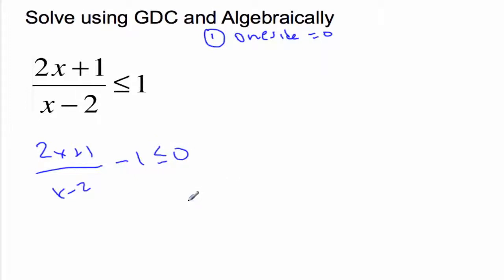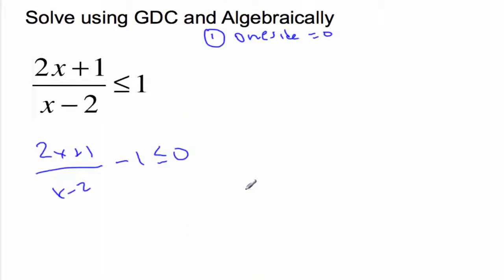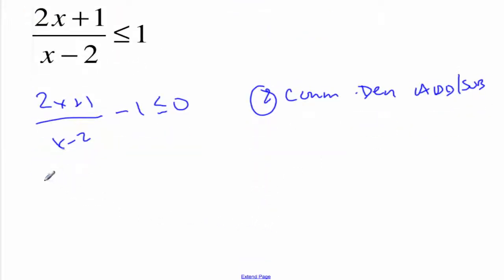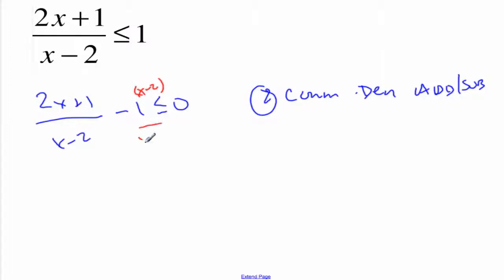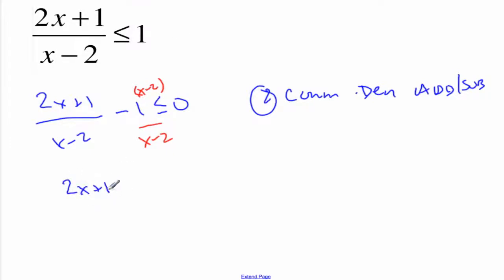The next step is to get a common denominator. So step 2, common denominator, and I'm going to add or subtract. That means I'm going to multiply the 1 by (x minus 2) over (x minus 2). And so I have 2x plus 1 minus 1 times (x minus 2), and my denominator is x minus 2, less than or equal to 0. Be careful with this negative sign. You have to subtract the whole thing.